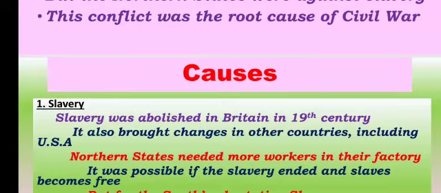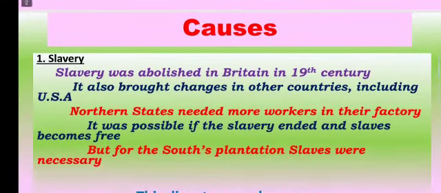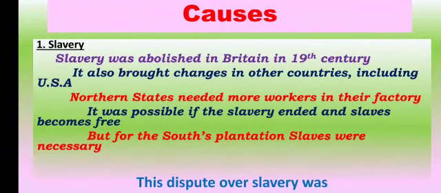Slavery was the first and foremost important cause of the civil war. By the middle of the 19th century, slavery was abolished throughout the British Empire. This brought changes in other countries of the world too, including the USA. Northern states needed more workers to work in their factories. It was possible only if the slaves were freed from the southern states' plantations. But the southern states were not ready to free the slaves, because they needed cheap labor to work in their plantations.